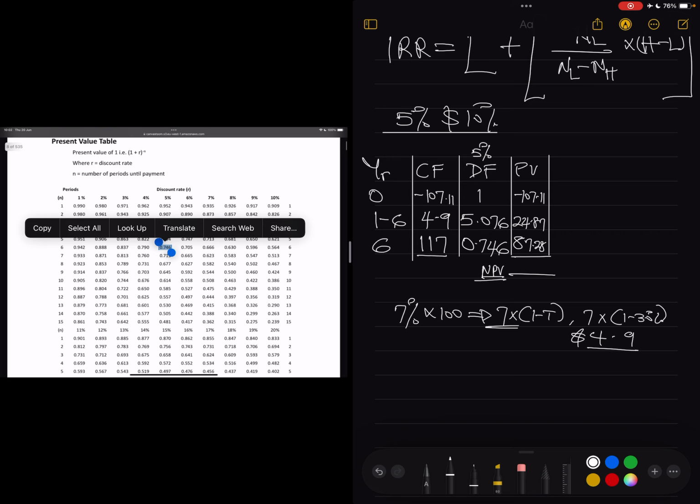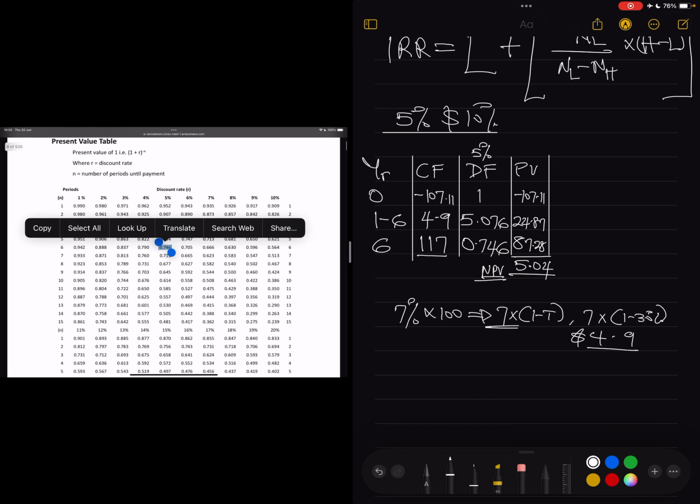Let's see what that is. Plus 87.28 plus 24.87 minus 107.11. And that gives 5.04. So that is the NPV at 5%.